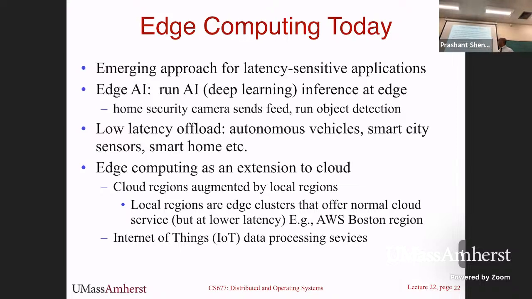So you can do low latency offload, as I said, and I already said you can use this as an extension to the cloud. Lots of services I already mentioned. You can essentially get local regions in addition to global regions, and get instances there. There are all kinds of these regions popping up. There's one in New York, one in Boston, all edge services. And they also provide IoT data processing. All your sensors that you're deploying everywhere just send data to your local edge, and it gets processed there. Perhaps also subjected to inference and so on. So this is where this field is today.